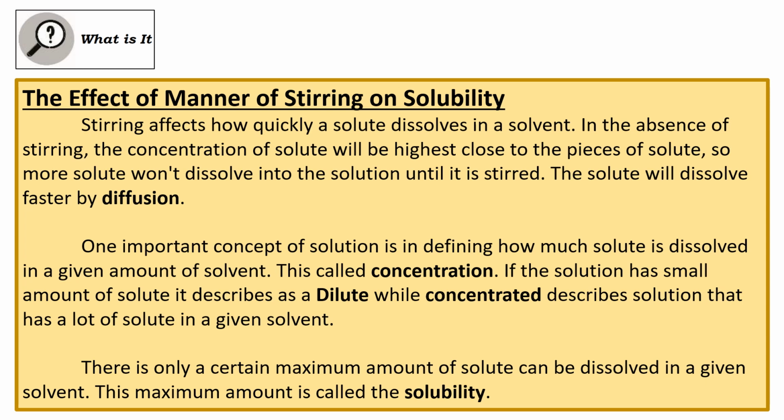Ngayon, one important concept of solution is in defining how much solute is dissolved in a given amount of solvent. This is called concentration. If the solution has a small amount of solute, it is described as dilute. Concentrated describes solutions that have a lot of solute in the given solvent. Now, there is only a certain maximum amount of solute that can be dissolved in a given solvent. This maximum is called solubility. So pag sinabi natin maximum, meron lang limit kung gaano ba karami ang pwedeng tunawin ng isang solvent sa isang solute. At ang tawag dun sa limit na yon ay solubility.